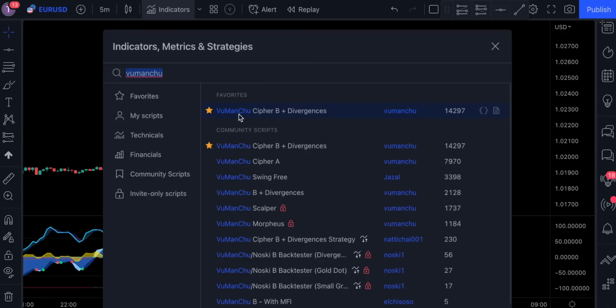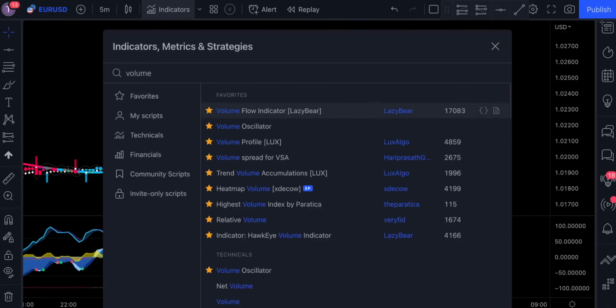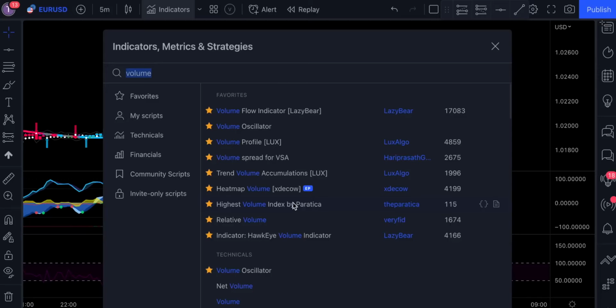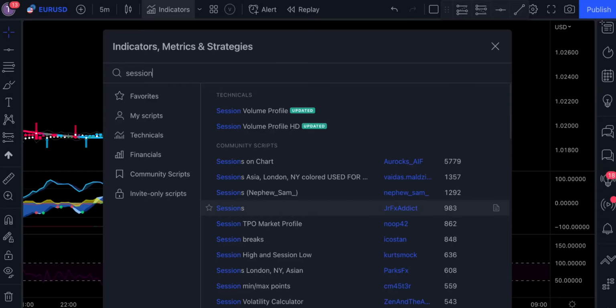For the second indicator, let's select SSL Hybrid. And finally, let's add the highest volume index by Proratica. We also need to add sessions to the chart to know which sessions we're trading on. There is a good indicator called Sessions on Chart by this creator right here.